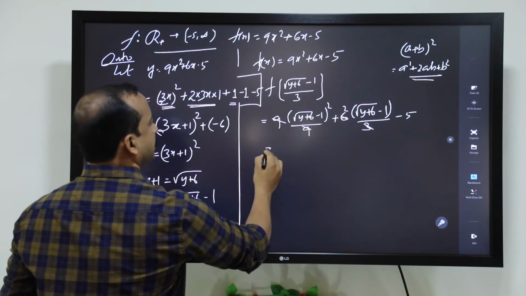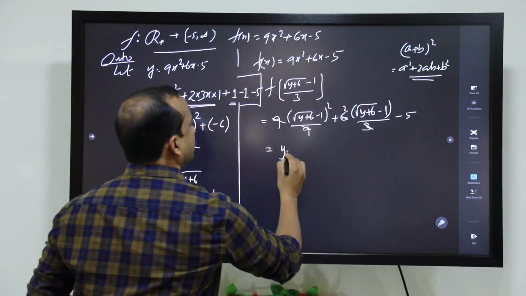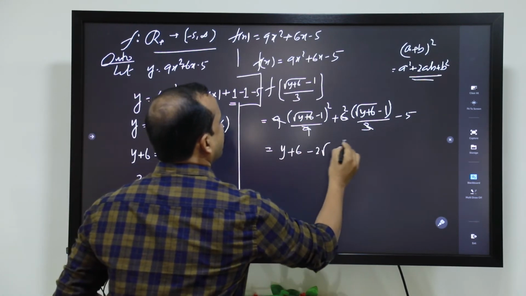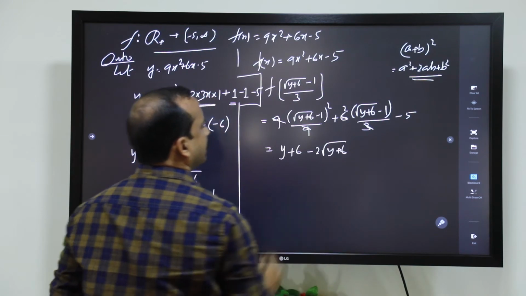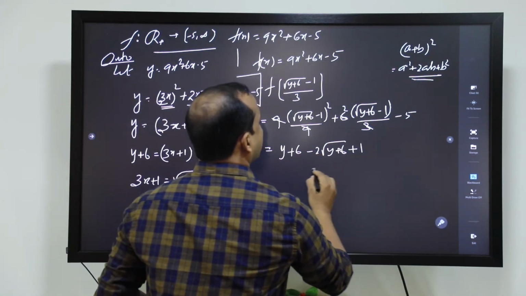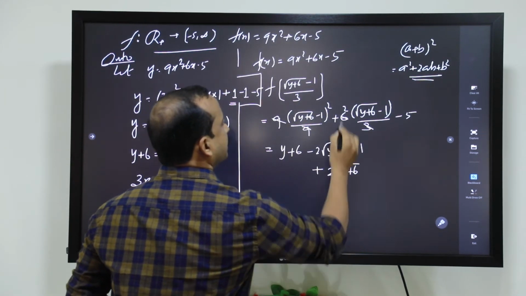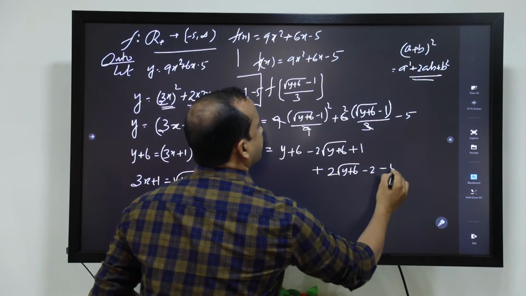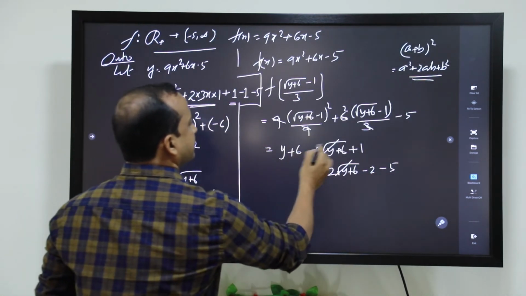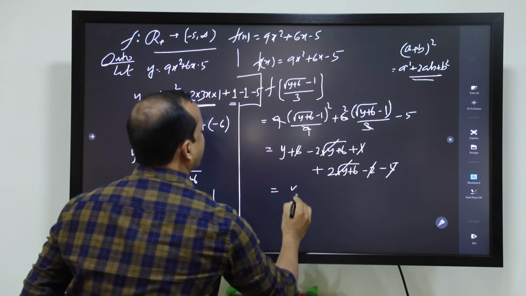Now expanding this term we get the answer: (root of y plus 6) the whole square. (a minus b) whole square, that is root of y plus 6 the whole square is y plus 6, minus 2ab, 2 into root of y plus 6 into 1, plus b square, that is 1 square, plus 2 into root of y plus 6, minus 2, minus 5. Here minus 2 root of y plus 6 cancel. 6 plus 1 is 7, minus 2 minus 5 is 7, cancel, and therefore we get the answer y.